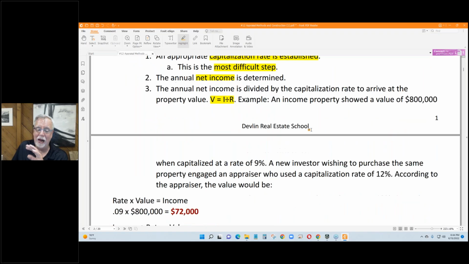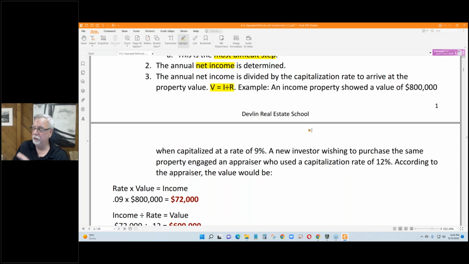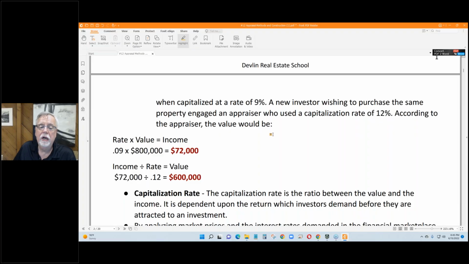Now, there's no math on the state exam, probably, but I'm going to do a quick little math example just to demonstrate how this would work. So if we have an income property valued at $800,000, this is how the Department of Real Estate would ask these questions. Capitalized at a rate of 9%. There's a new investor who wants to purchase the same property and hired an appraiser who used a cap rate of 12%. So is the value going to go up or is the value going to go down? Let's see. So what is the value?